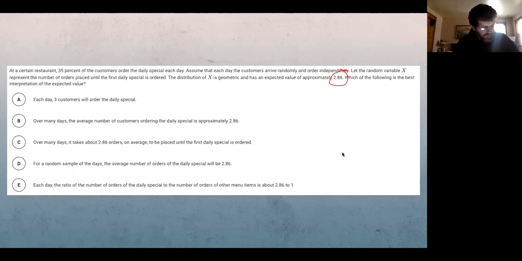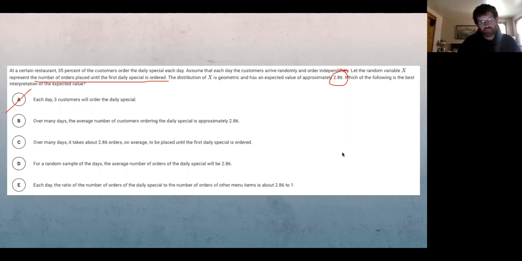So each day, 3 customers will order the daily special. No, and this calculation has nothing to do with it. This represents the number of orders placed until the first daily special is ordered. So no, we're not going to get 3 daily special orders. Over many days, the average number of customers ordering the daily special is approximately 2.86.